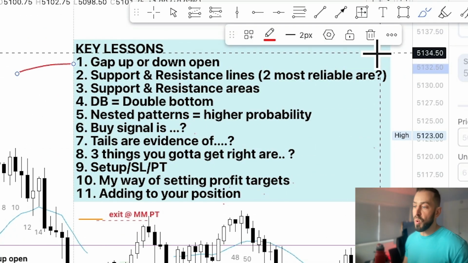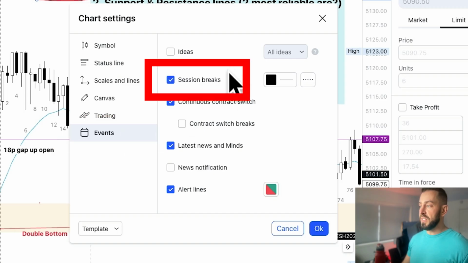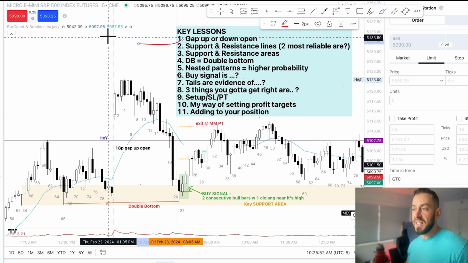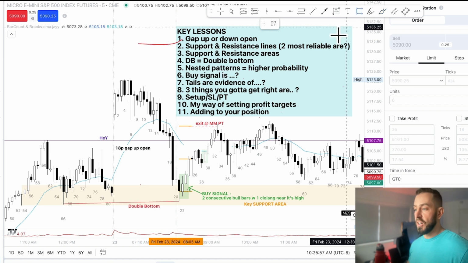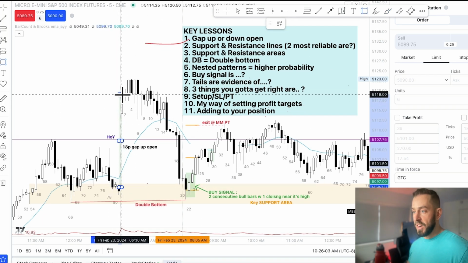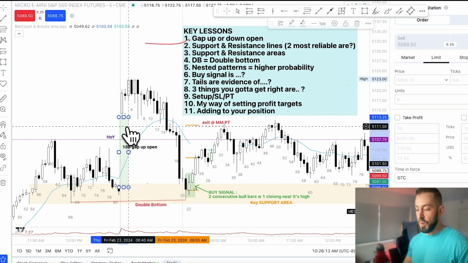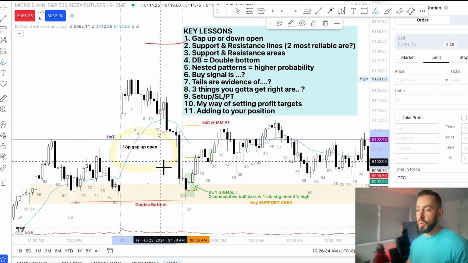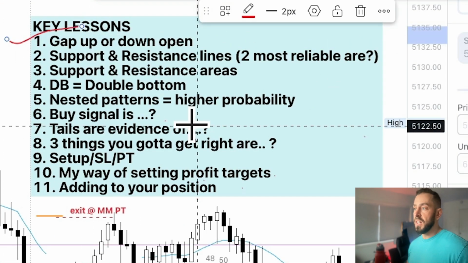Number 1, gap up or gap down. To unlock this, go into your chart settings, click events, and make sure that session breaks is turned on. I like the dotted line. And as soon as you do that, you will see where the day opened, okay? So the day opened here on this dotted line. And what you'll see is that there is a gap between the close of yesterday and the open of today. So that's a gap. And if we measure it, we've got about an 18-point gap up, okay? So lesson number 1 is look for a gap up. Is it a gap up or a gap down? Note that on the chart and make sure to include the distance in points so that you can evaluate that. Number 1, check the box.